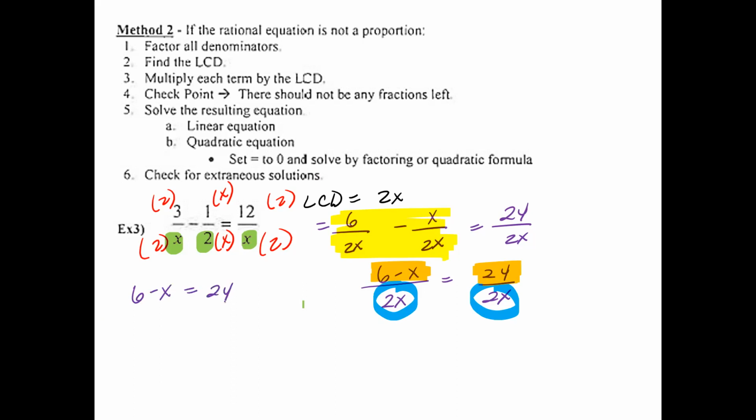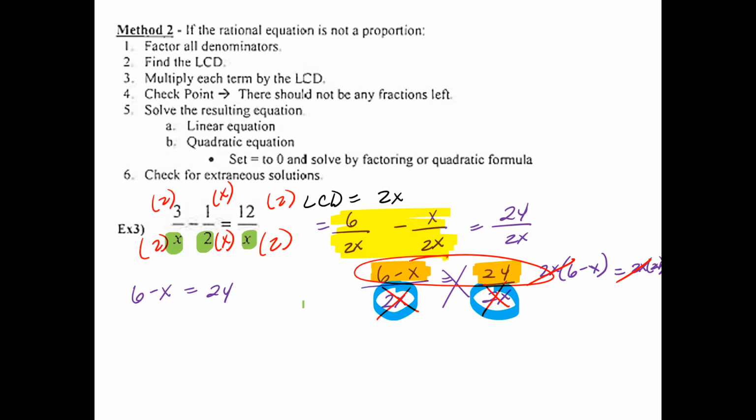I know you're thinking, why did we do that? Why didn't we just cross multiply? You can. If you cross multiply, you get 2x times 6 minus x equals 2x times 24. But then couldn't you just cancel the 2x on both sides? And then you're still left with 6 minus x equals 24, so you're just back to where we are now. So just cross out the denominator and pretend it's not there. Set the numerators equal to each other.